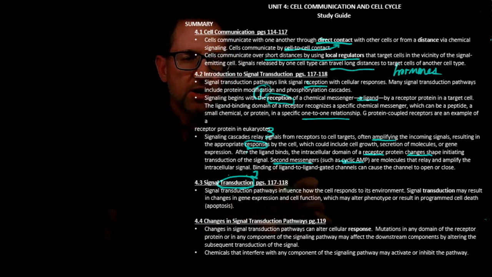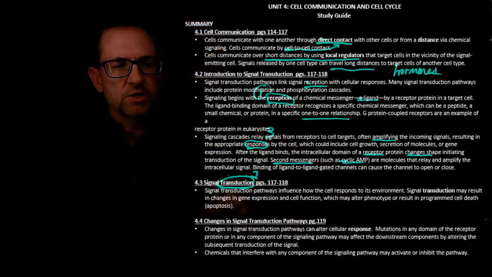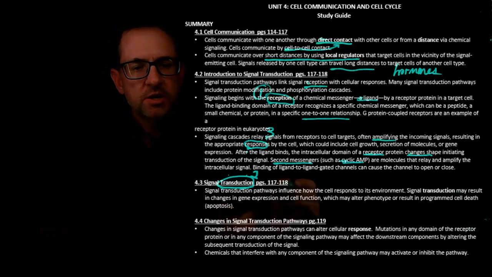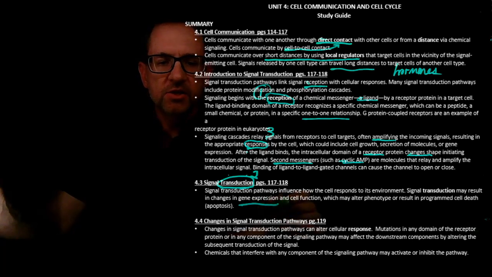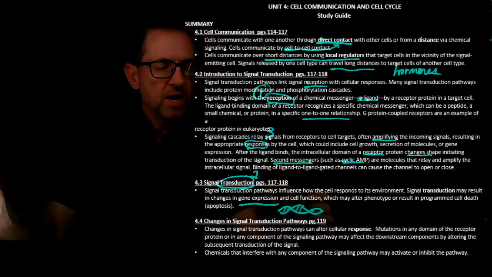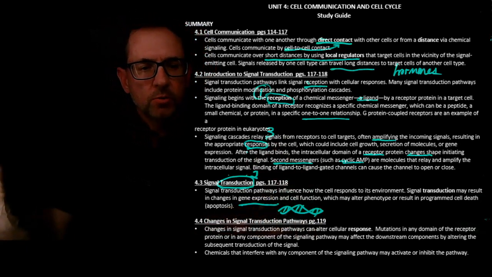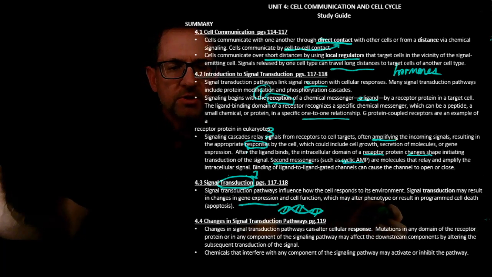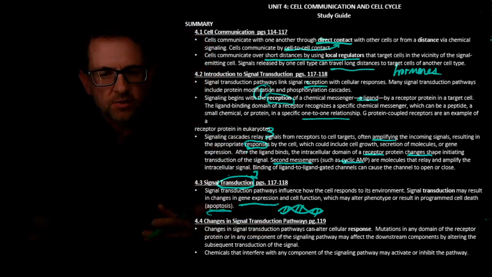Transduction pathways influence how a cell responds to its environment. That's what it's all about, the internal cell responding to the environment. Signal transduction may result in changes in gene expression. Now notice if it did that, if we're going to result in gene expression, we had to get to the DNA, and if you're getting all the way to the DNA, you are going to have some type of a major response, much larger than just altering the shape of a protein, which may alter the phenotype or program cell death. And this is always a good word to know, especially on this upcoming test, apoptosis, programmed cell death.